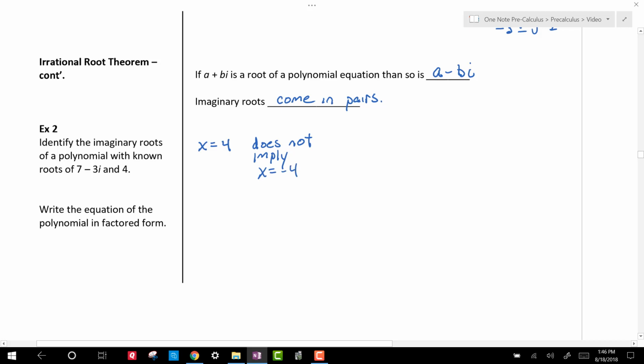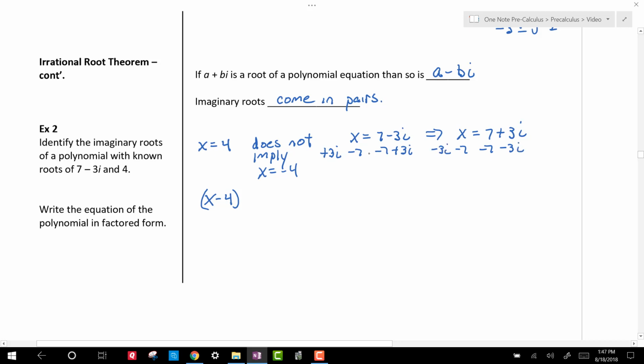So if I have a root of x equals 4, then that means I have a factor of x minus 4. So there's one of my factors. But then I have to take a look at this other guy here. I've got x equals 7 minus 3i. So that does imply that there's an x equals 7 plus 3i. All right? So now I need to bring these guys back over. So I'm going to subtract 7 here, subtract 7 here. I'm going to add 3i here, add 3i here. I'm going to subtract 7 here, subtract 7 here, minus 3i here, minus 3i here.